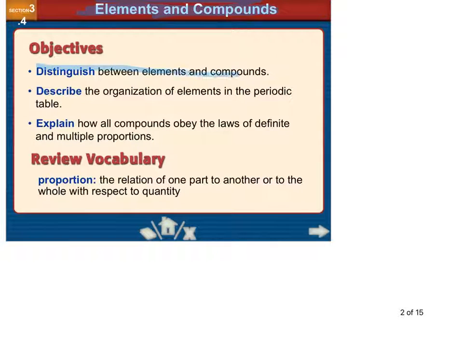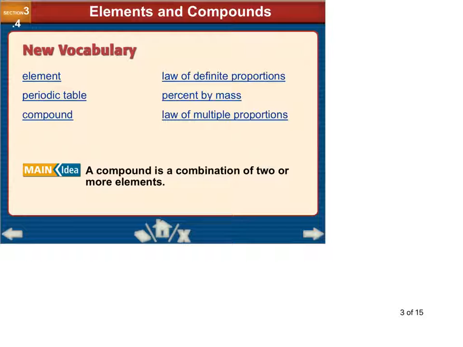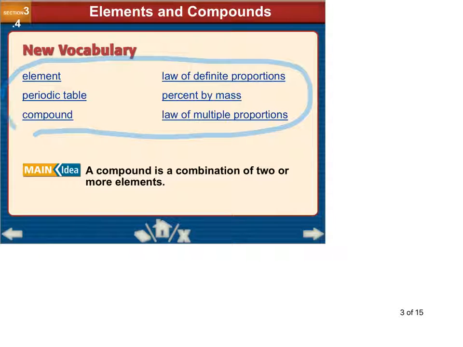In this one, your objectives, you get to distinguish between elements and compounds, describe the organization of the elements in the periodic table, and explain how compounds obey the laws of definite and multiple proportions. A proportion, review vocab, is the relation of one part to another or the whole with respect to the quantity. So we've got about 6 new vocab terms you'll be defining.